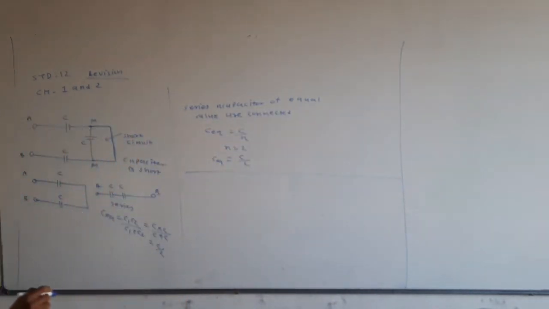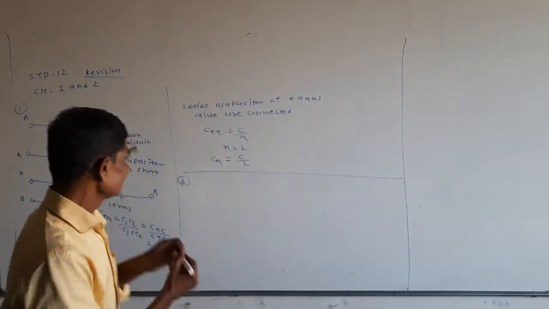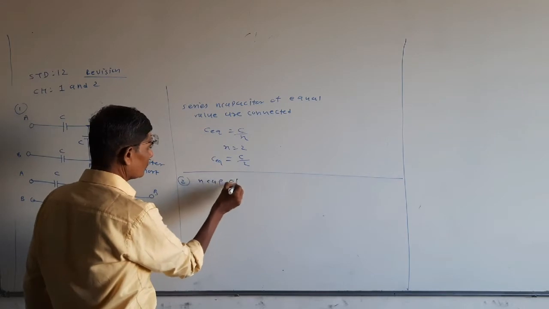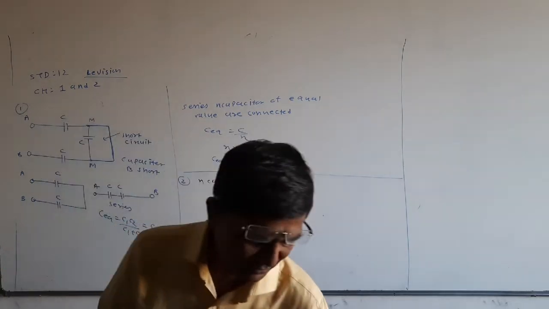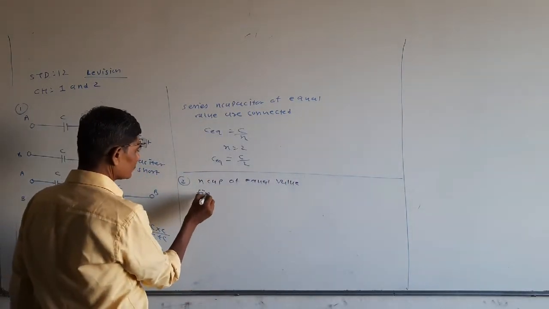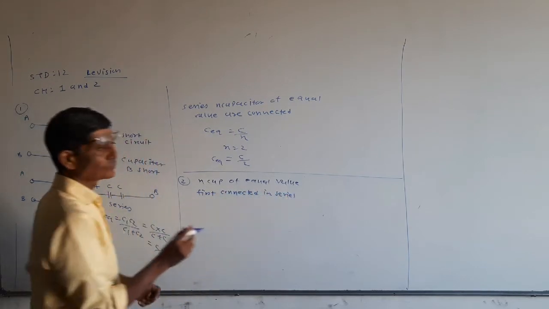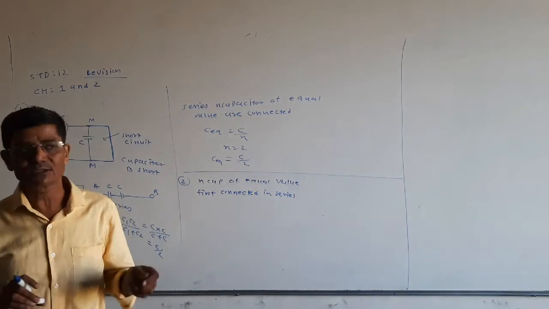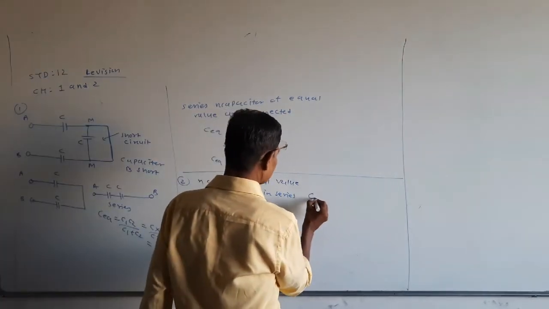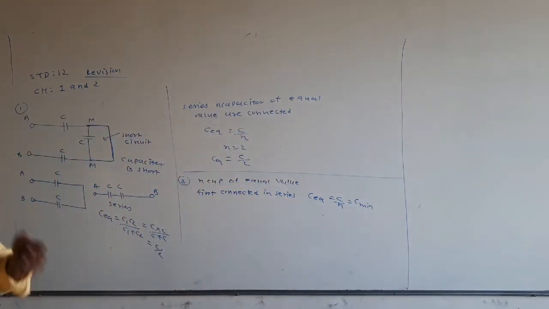We can use this as a generalized formula. N capacitors of equal value connected in series. Now, in series connection of capacitors, we know that the equivalent capacitance will be smaller than the smallest. It is divided by n, so the value will decrease.